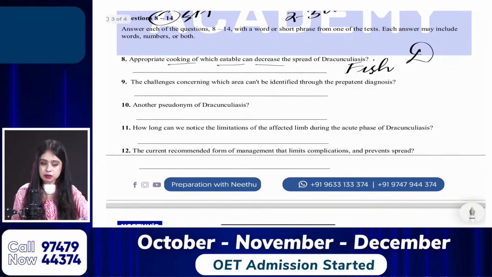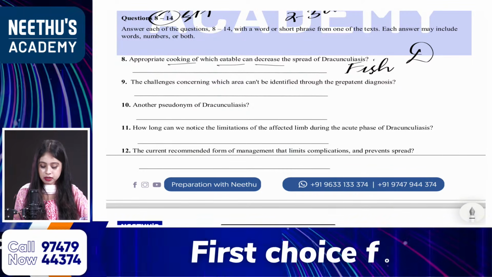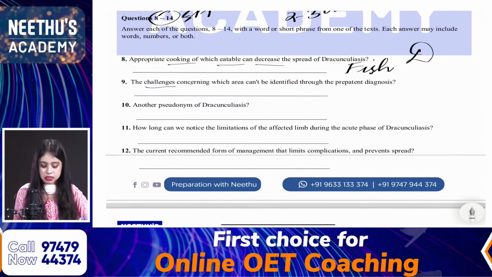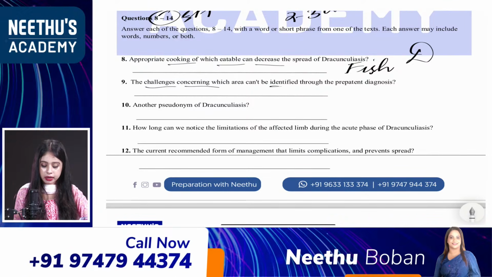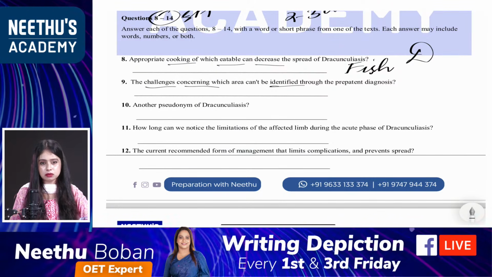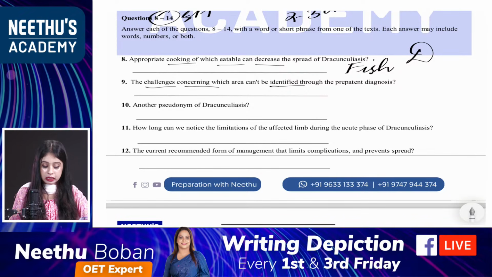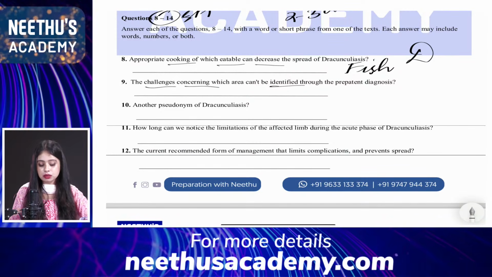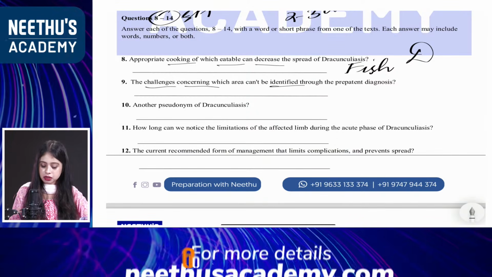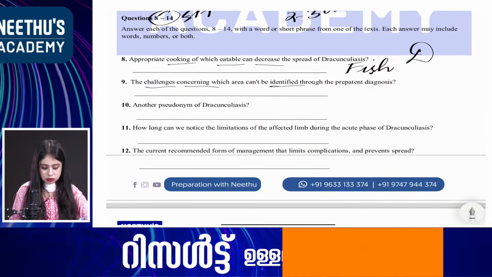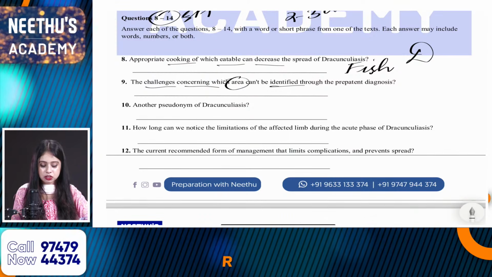Okay. 9th one. The challenges concerning which area cannot be identified through the pre-patent diagnosis. So what is the correct answer? 9th question. The challenges concerning which area cannot be identified through the pre-patent diagnosis. Which area?